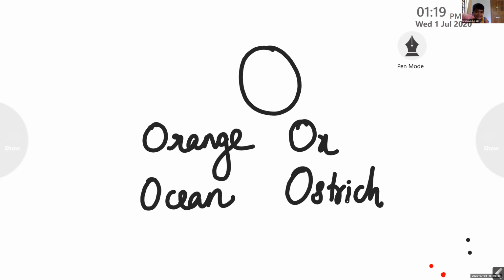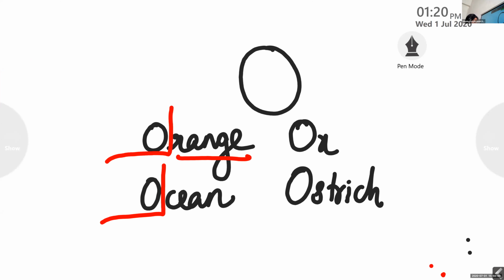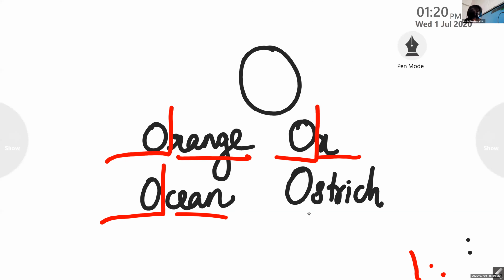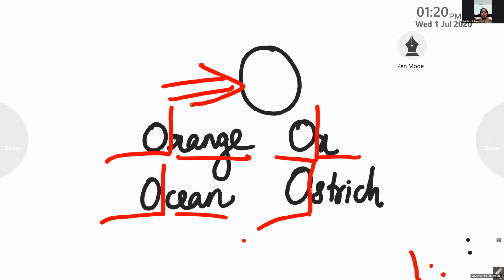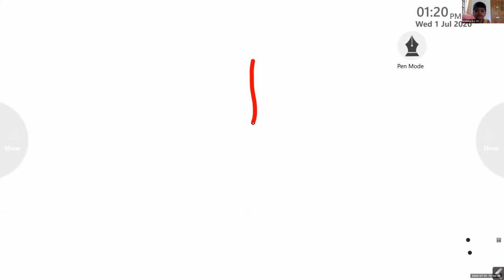Omelette. So let's see what is the sound made by O. What is the sound made by O here? O. Orange. Ocean. Ox. Owl. Very good, dear. Owl is a nice answer. Ostrich. Okay. So the sound made by O is O. Very good. Then what is the next alphabet? Very good. The next alphabet is P.